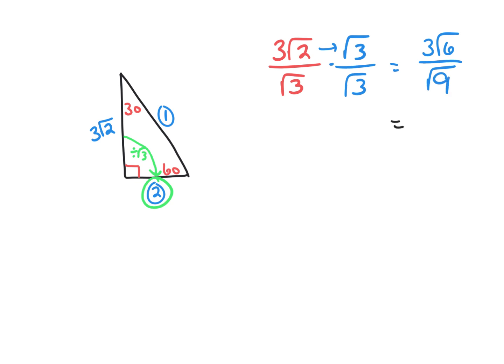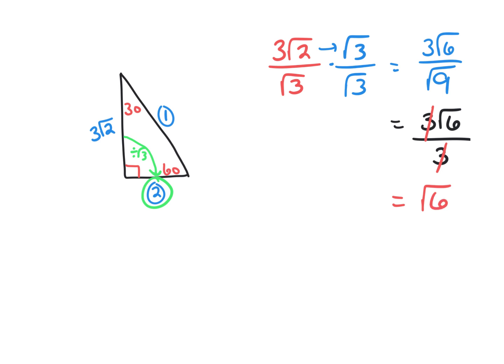Can I do anything with the top here? 3 square root of 6. No. This stays as 3 square root of 6. What is the square root of 9? 3. What do you always check? If they can cancel or if they can divide. What happens to the 3's? Cancel, so I'm left with square root of 6.